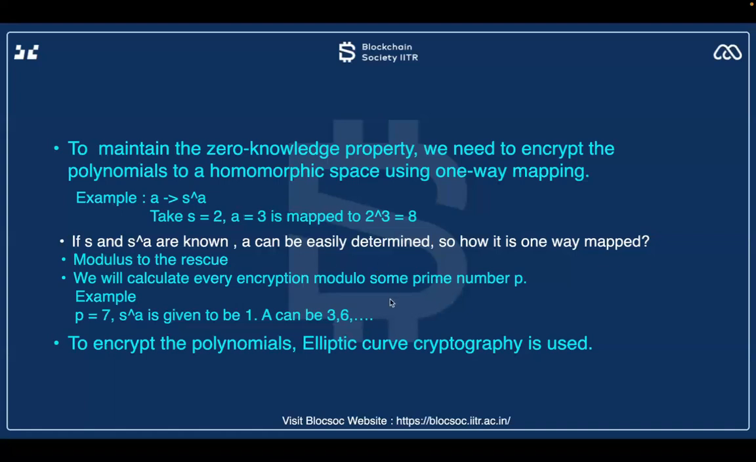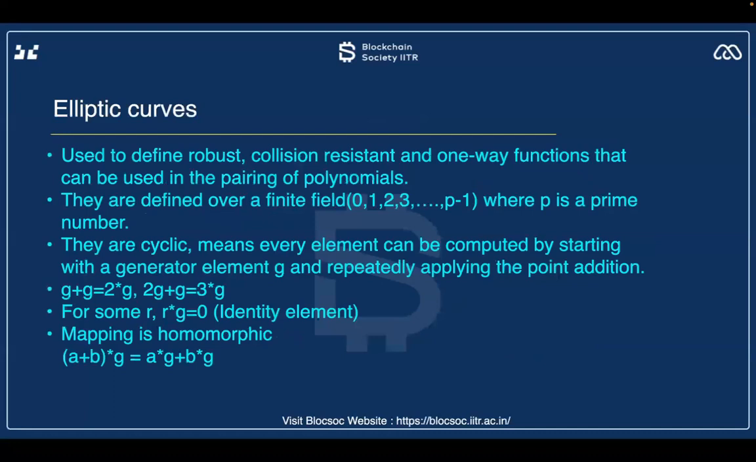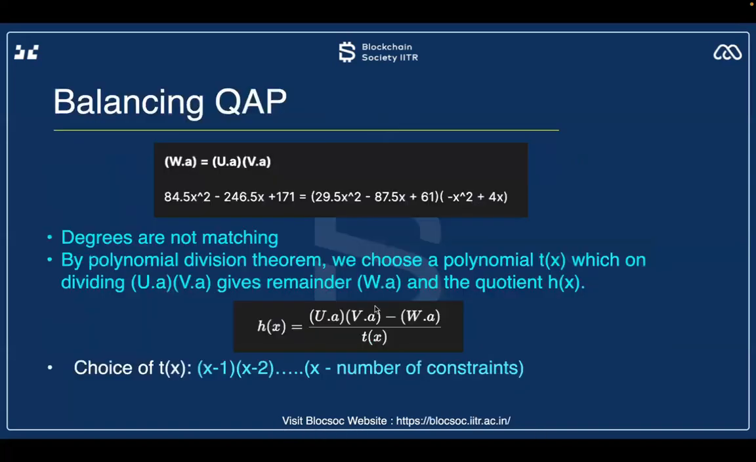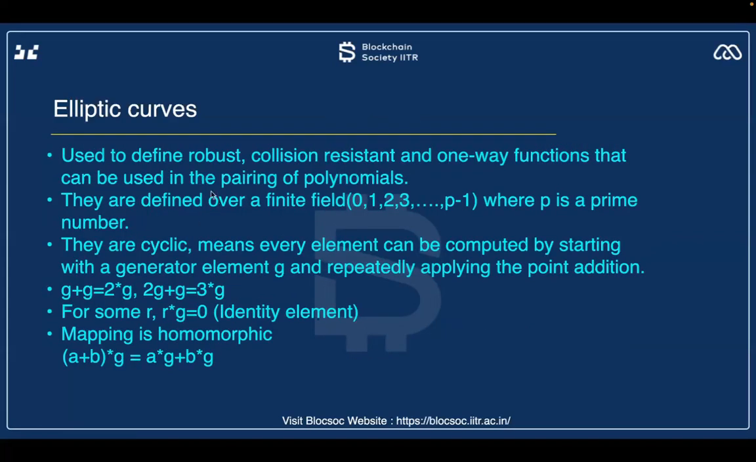Okay, so this was one sort of encryption, but in ZK SNARKs, elliptic curve cryptography is used to encrypt the polynomials. For those who don't know elliptic curves, I will brief you about them. They are used to define robust, collision resistant, one-way functions that are used to map the polynomials generated after the QAP. So we have some set of polynomials after the QAP process, and now we want to encrypt them. For that, elliptic curves are used.